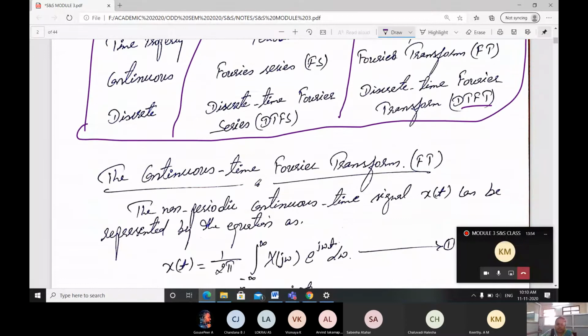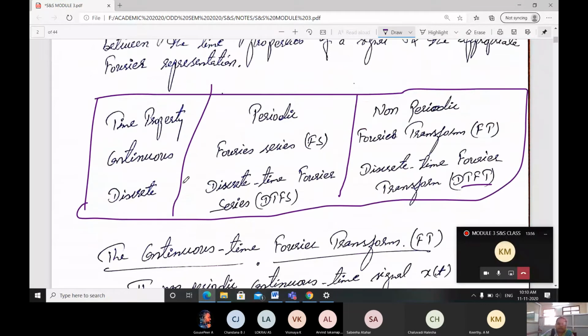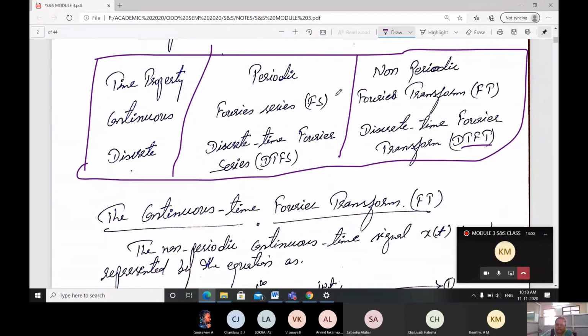For our syllabus we will be learning about the transforms for non-periodic signals only, that is the continuous time FT, and the DFT and DTFT.